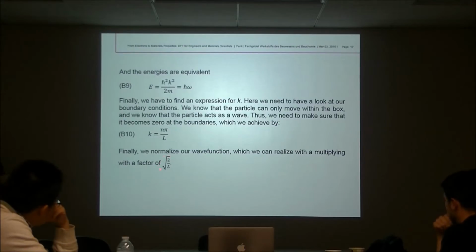So the normalization factor is the square root of the inverse. Square root because we multiply the wave function, right? It's the square of the wave function. So we need the square root to get the correct normalization for the wave function.